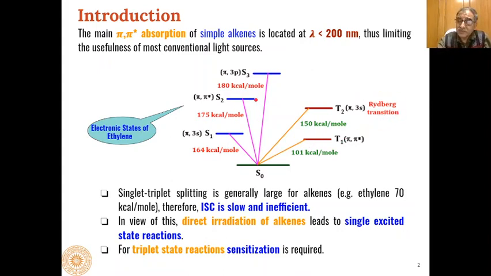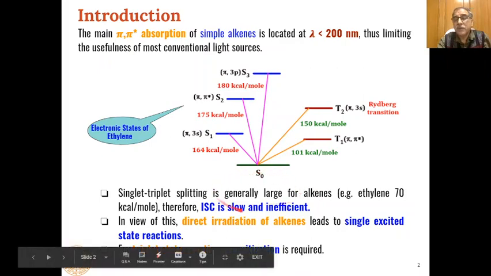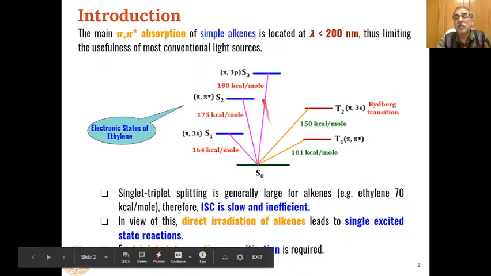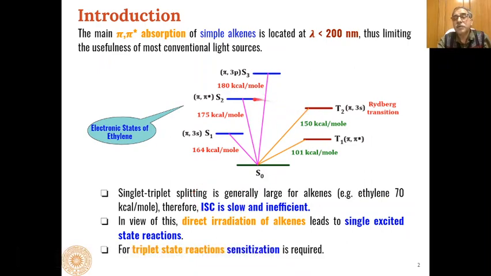Now, as far as intersystem crossing is concerned, that is conversion of a singlet state into a triplet state, the energy required in the case of alkenes is generally very high, of the order of 70 kilocalories per mole in the case of ethylene. Because of this high energy, the intersystem crossing from the singlet state to the triplet state is a slow process, and also not very efficient because of the high energy requirement for this conversion from singlet to triplet state.